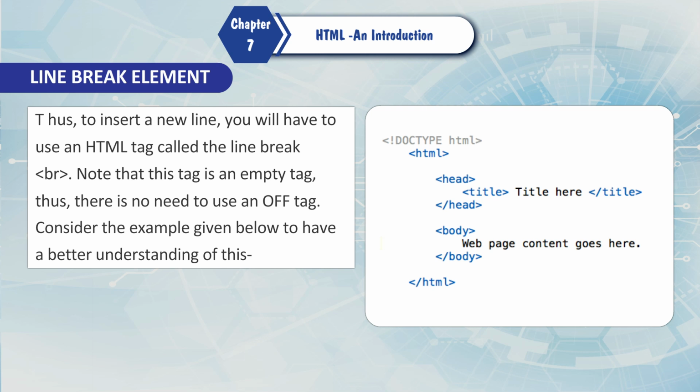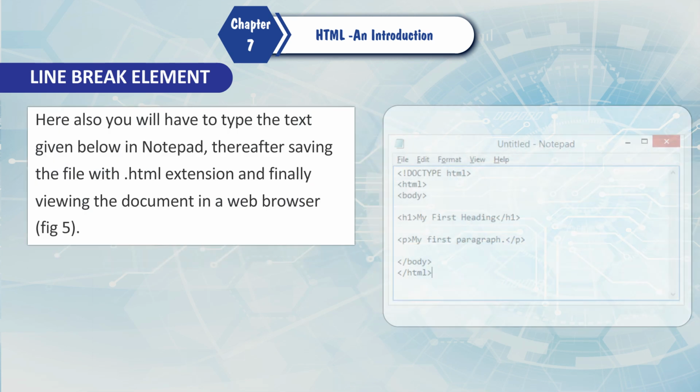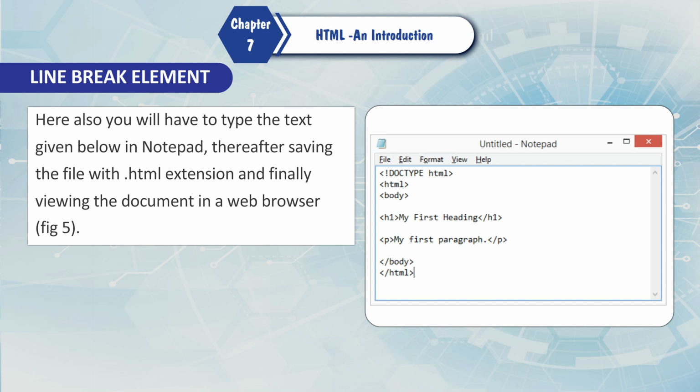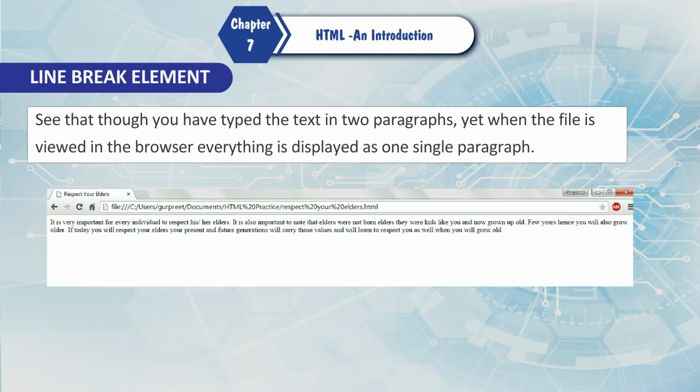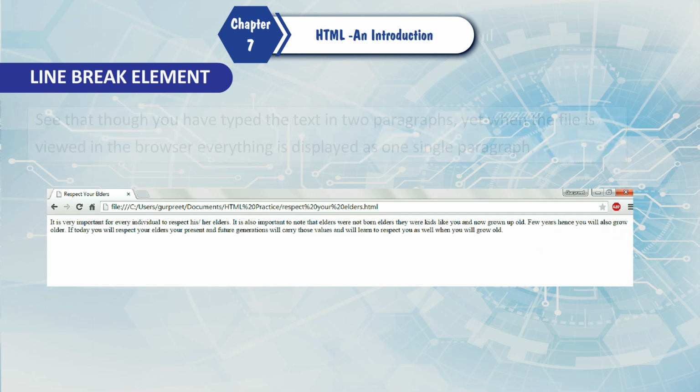Consider the example given below to have a better understanding of this. Here also you will have to type the text given below in Notepad, thereafter saving the file with .html extension and finally viewing the document in a web browser. Figure 5. See that though you have typed the text in 2 paragraphs, yet when the file is viewed in the browser, everything is displayed as one single paragraph.